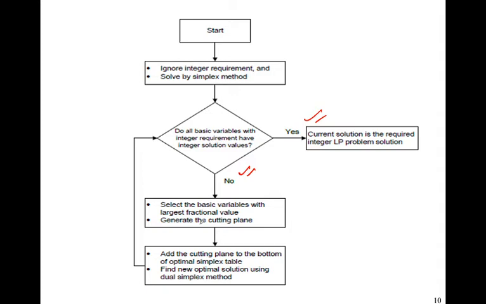Okay, so to make it feasible, you have to apply the dual simplex method. So apply the dual simplex method and solve it, and again check it. If all the variables' values are integer, then stop. If not, then repeat the same procedure a finite number of times.